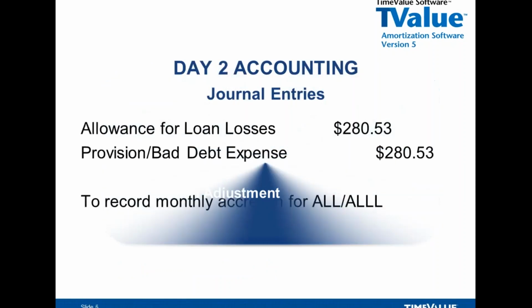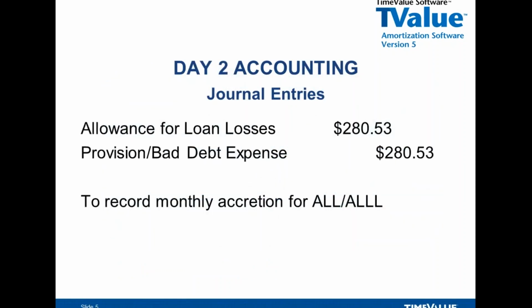And what we do recommend is you do it on a monthly basis. So you would be debiting the allowance account for $280, crediting the provision for bad debts for $280.